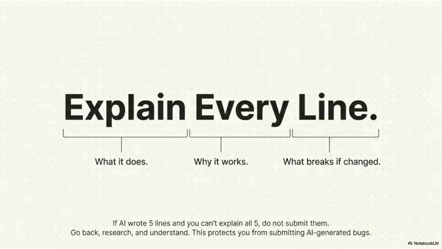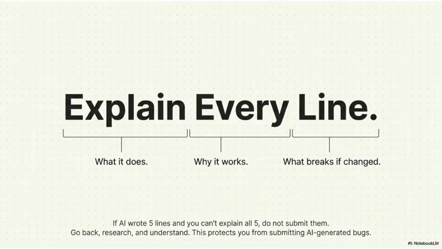This is the single most important rule for working with AI-generated code. If you can't explain every line, do not submit it. The rule has three dimensions. What it does: you must be able to describe the behavior of each line. Why it works: you must understand the underlying mechanism, not just the outcome. What breaks if changed: you must know which lines are load-bearing and what happens if a value or an operator is different.